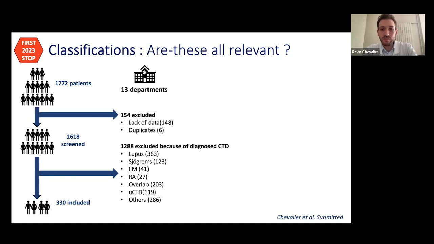1,288 patients have been excluded because at diagnosis, they had the criteria for systemic lupus, Sjogren's syndrome, idiopathic inflammatory myopathies, rheumatoid arthritis, or an overlap connective tissue disease, an undifferentiated connective tissue disease, or they had another disease. So finally, in our study, 330 patients have been included. Next slide, please.